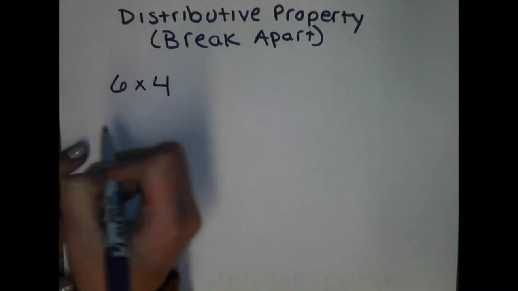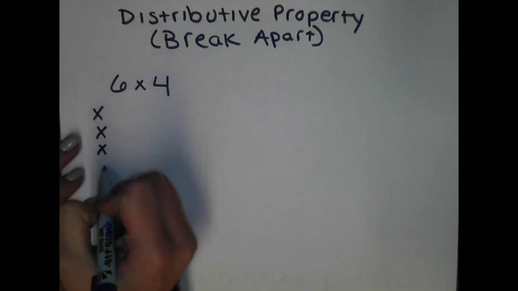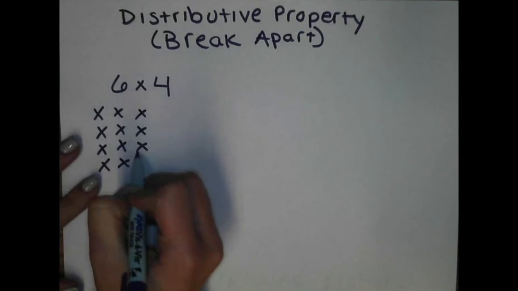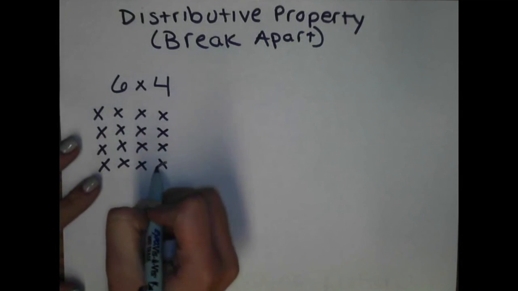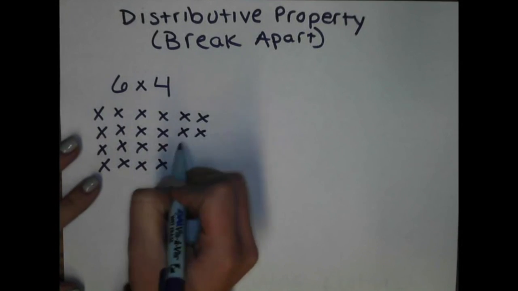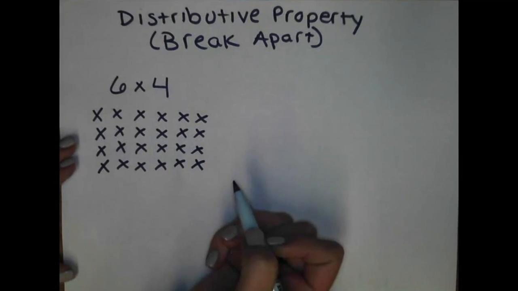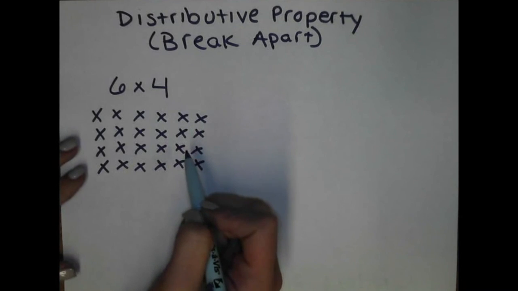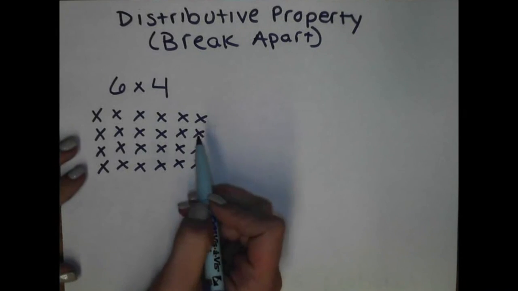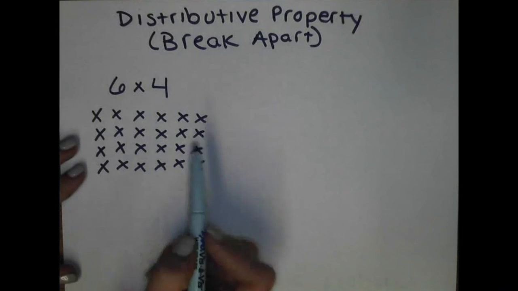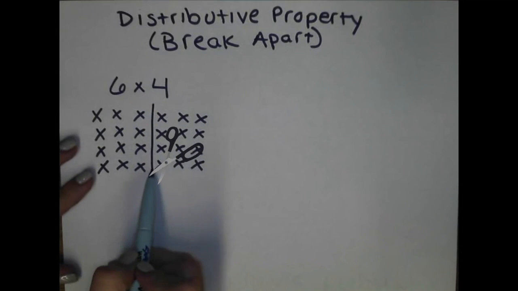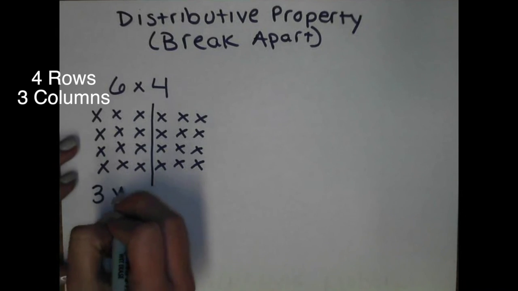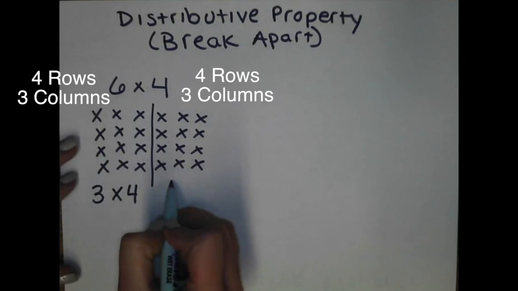If I drew out an array for 6 times 4, I can make my 4 rows with my 6 columns. My 4th row, my 5th row, and my 6th row. Now, there's a lot of X's here, and to count them up can be a little bit tricky sometimes. What I'm going to do is break apart my array into 2 groups. I'm going to separate the array right down the middle. My new array here is going to be 3 times 4, and my new array here is going to be 3 times 4.